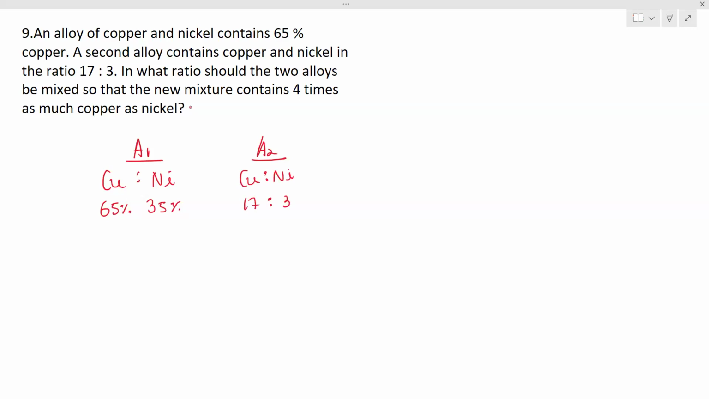In what ratio should two alloys be mixed so that the new mixture contains... There is another mixture. Can I call it A dash? Or a new mixture. The new mixture contains 4 times as much copper as nickel. I'll write copper is to nickel here. 4 times as much copper as nickel means if this is one part, this will be how much? 4 parts. Everyone understood?